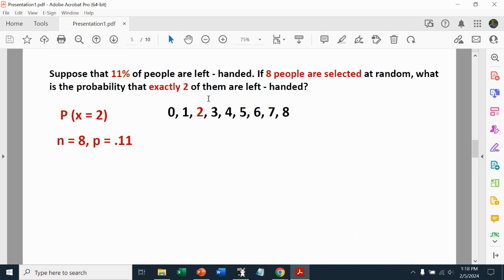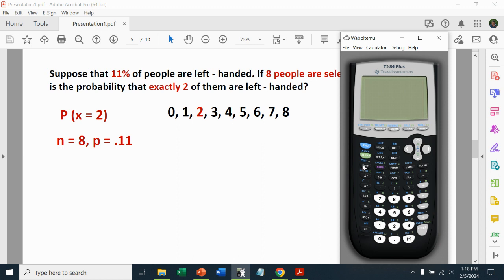That's 0.11. Because I'm asked for exactly 2, I'm going to be utilizing PDF. Second function, the bars, come down to letter A, binomial PDF. I can clear this off. I only have 8 trials now. Probability of someone being left-handed, 11%, that's 0.11. And I'm interested in exactly 2 of these people being left-handed. So my X value is 2. Remember, X and R are one and the same.